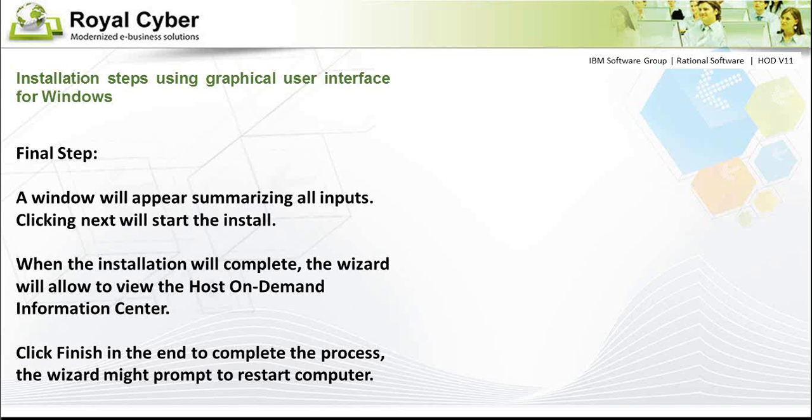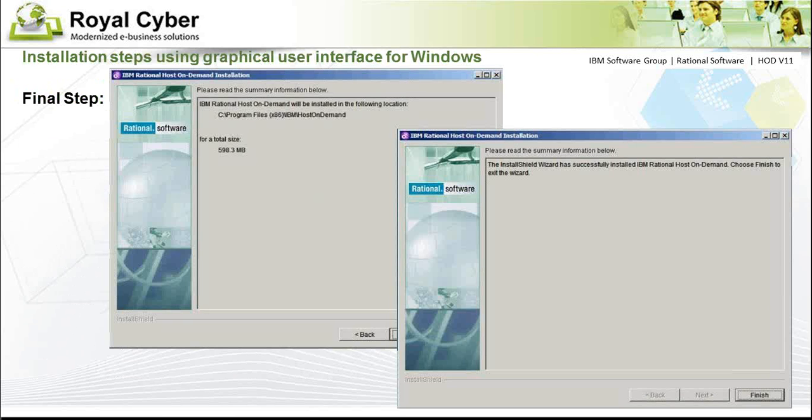As a final step, a window will appear summarizing all the inputs. You can click next, and when the installation completes, the wizard will allow you to view the Host on Demand information center. Click finish in the end to complete the process, and the wizard might prompt you to restart your computer. This is the window that will appear in the end, summarizing all your inputs. You need to click next to start the install.